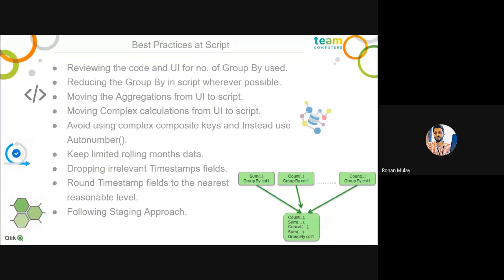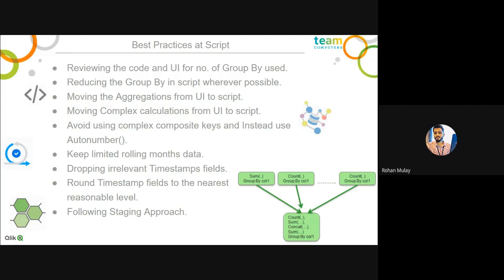So we'll drop all those timestamp fields which are actually not required, or if we require a timestamp field, we will try to bring it to one particular level. That is, if we require only the date from that timestamp, we will apply a date function and pick up only the date and remove the timestamp part. If we require the hour or minute, then we will take only hours and minutes from that timestamp instead of considering the entire timestamp.